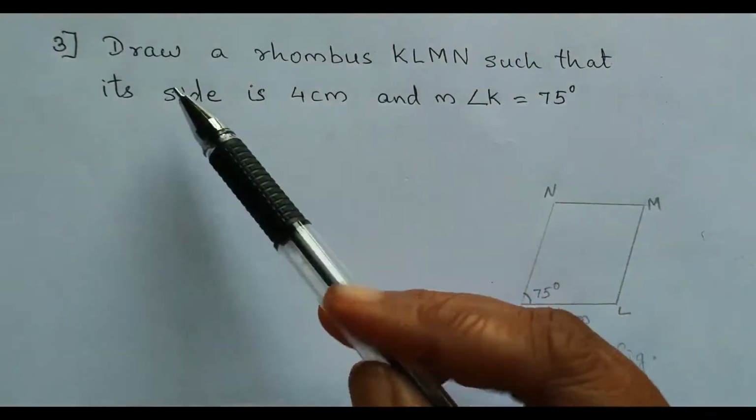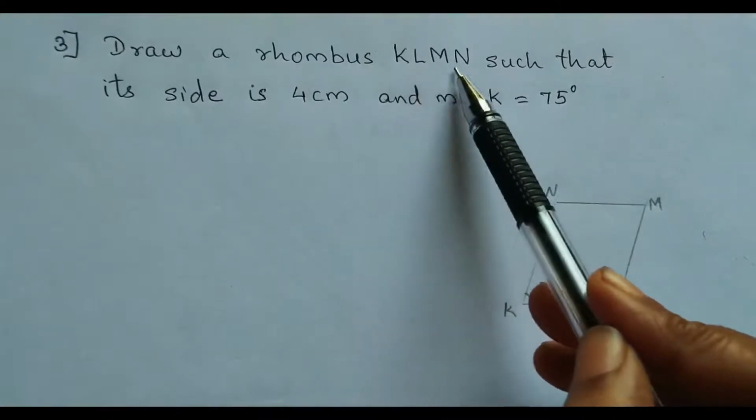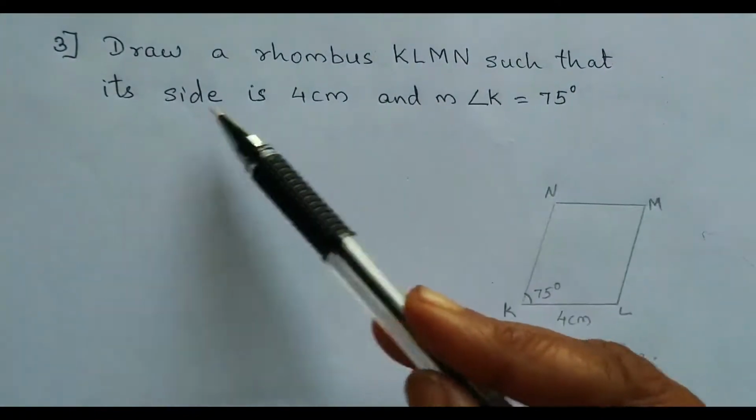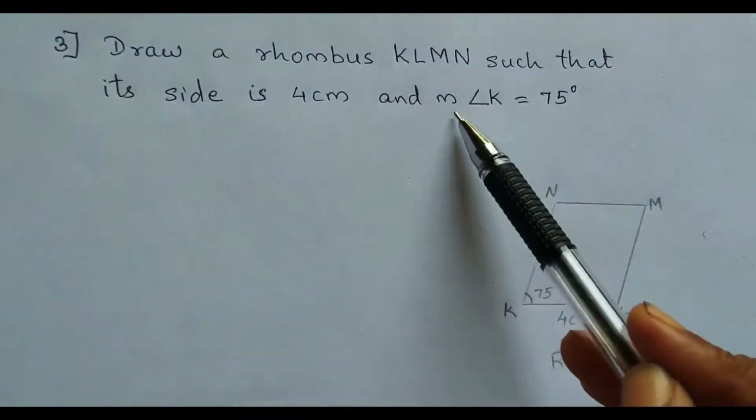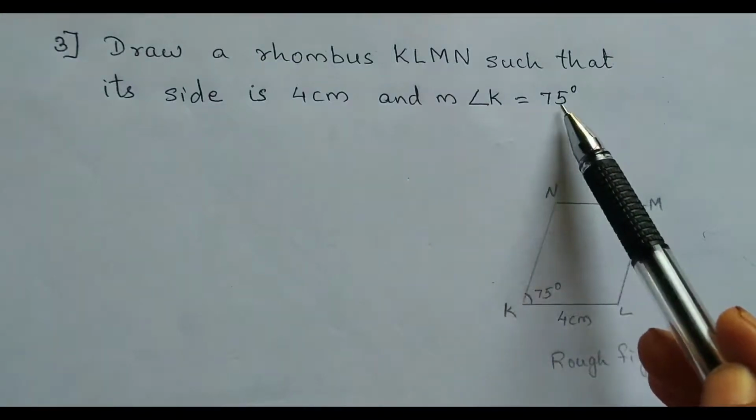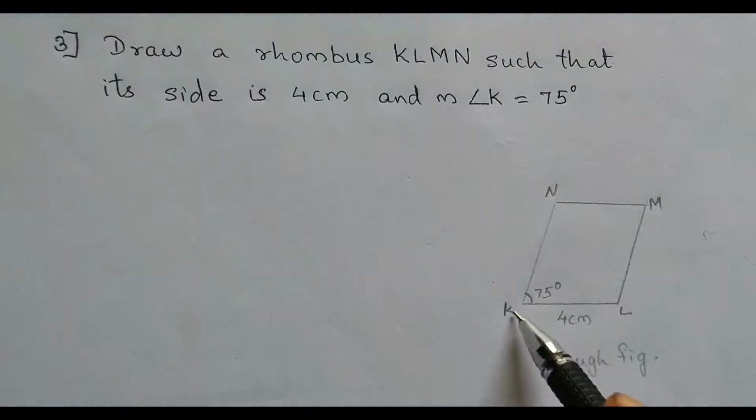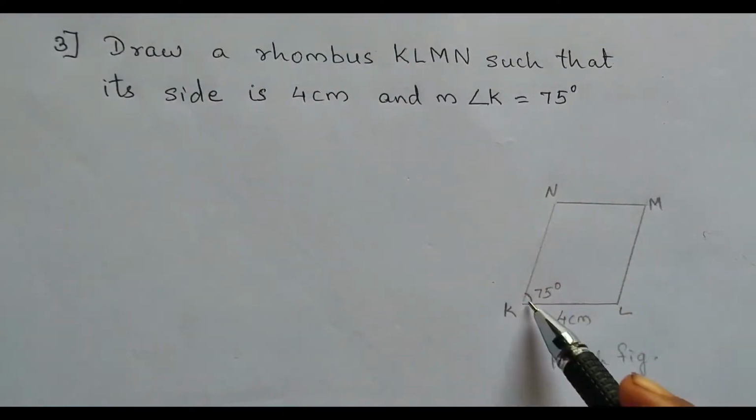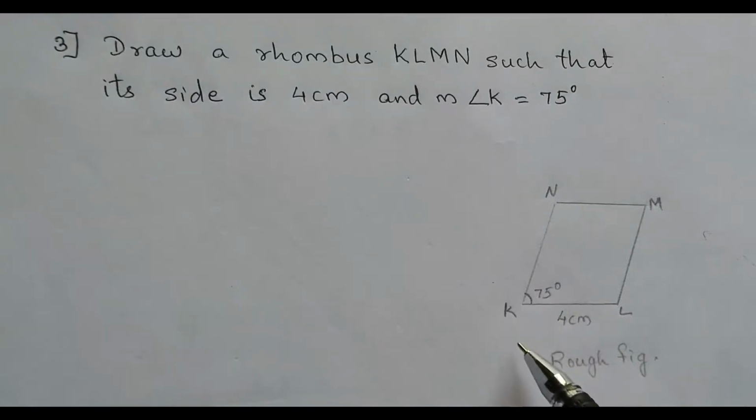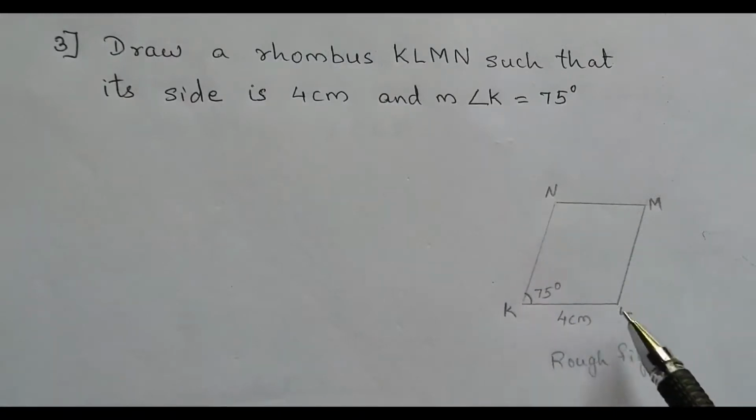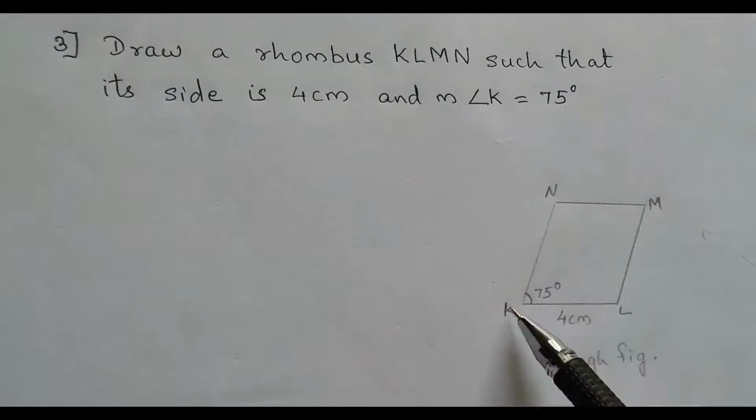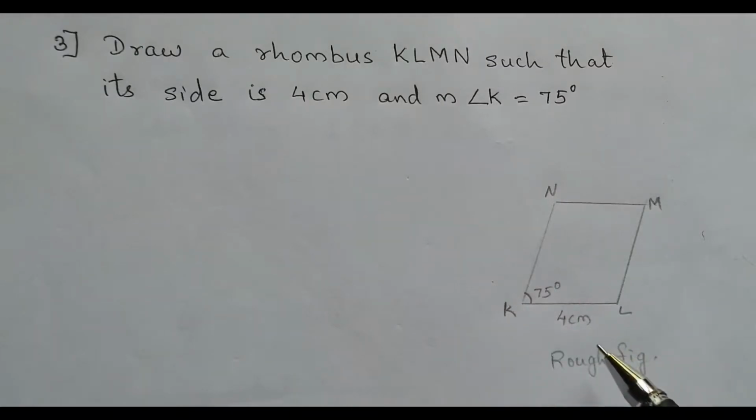The question is, draw a rhombus KLMN such that its side is 4 centimeters and measure angle K is 75 degree. We have made the rough figure here. KLMN is a rhombus. One angle is given 75 degree and the side is given as 4 centimeters. All four sides of a rhombus are congruent. That means if KL is 4 centimeters, each of these sides will be 4 centimeters.